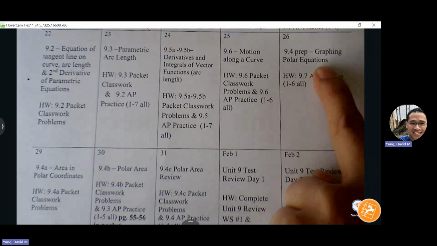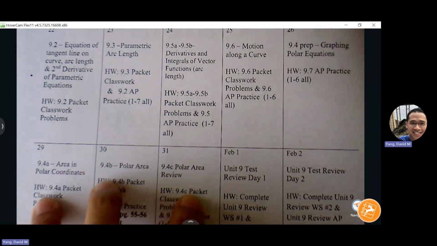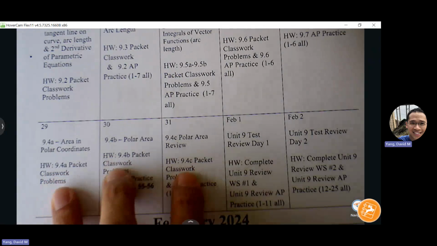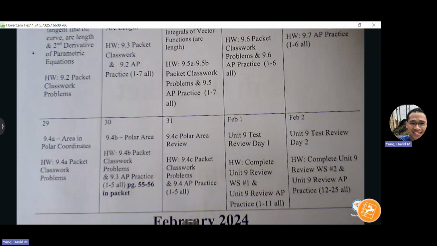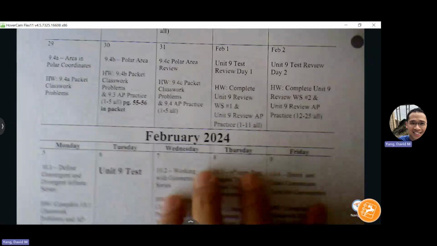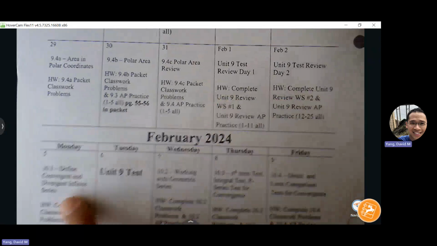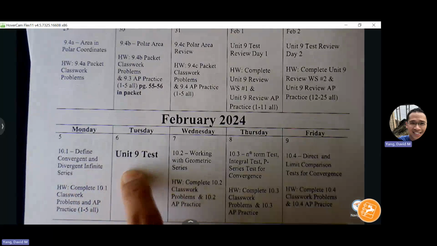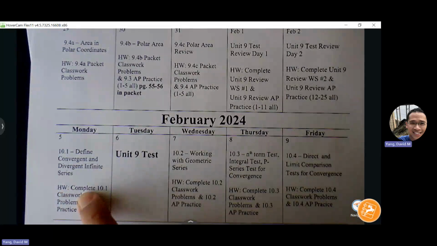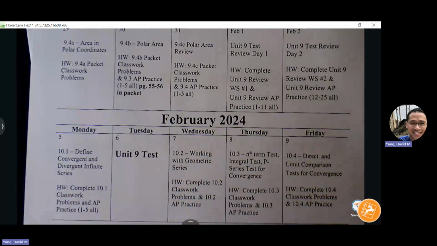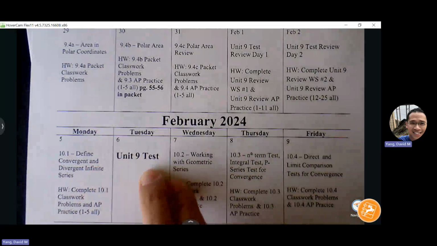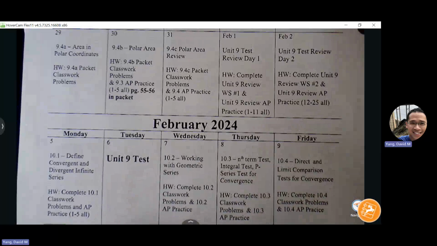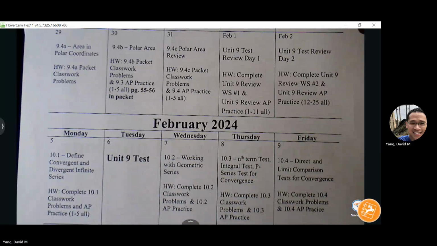So after graphing, we're going to do polar area. I think polar area is the one that's going to feel new to us, but that won't come until the end of the unit, and then we'll have 2 days of test review. We'll start unit 10, and then we'll do a unit 9 test. So I want to give you an extra day, a day without losing a day of instruction. So unit 9 test will be that first Tuesday of February.